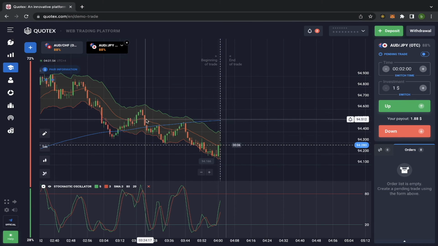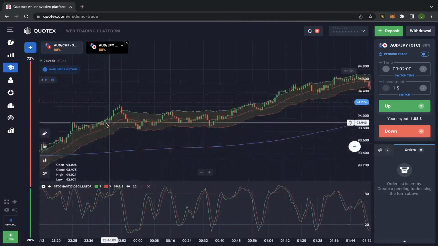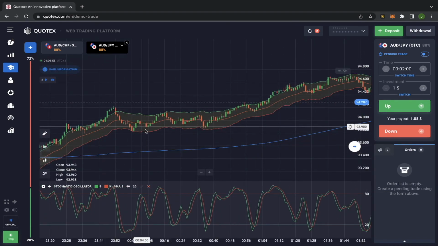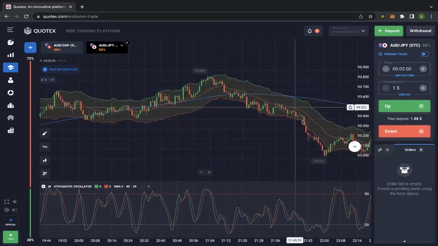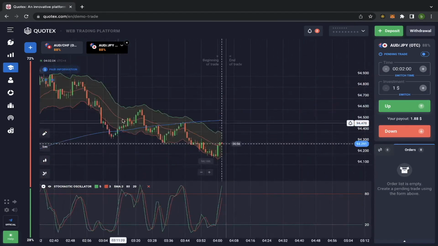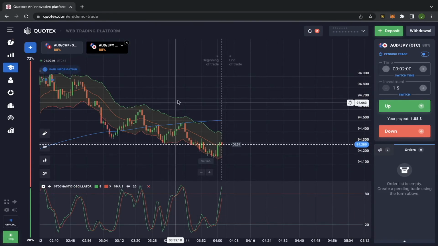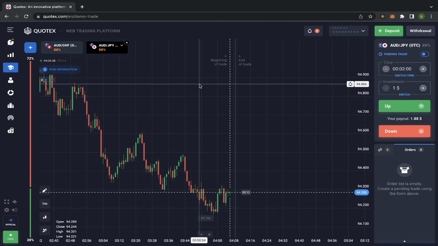So just to clear it up, whenever it's an uptrend, you only look for buy trades. Whenever it's a downtrend, you look for sell trades. And whenever it's a ranging market, where the market bounces off in a specific area, you can take both buy and sell signals.